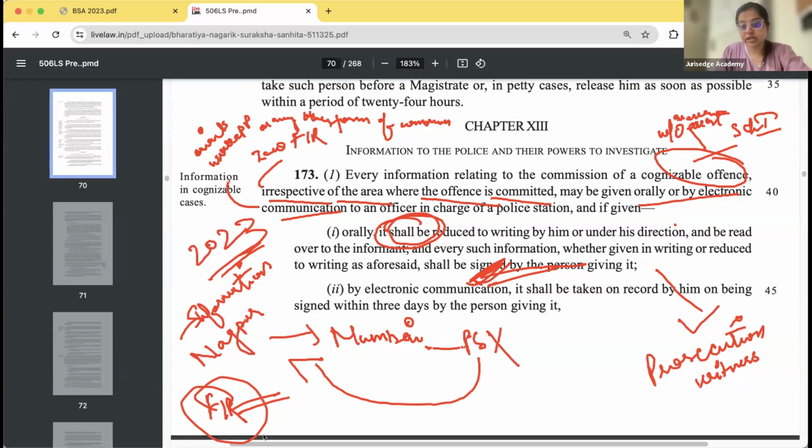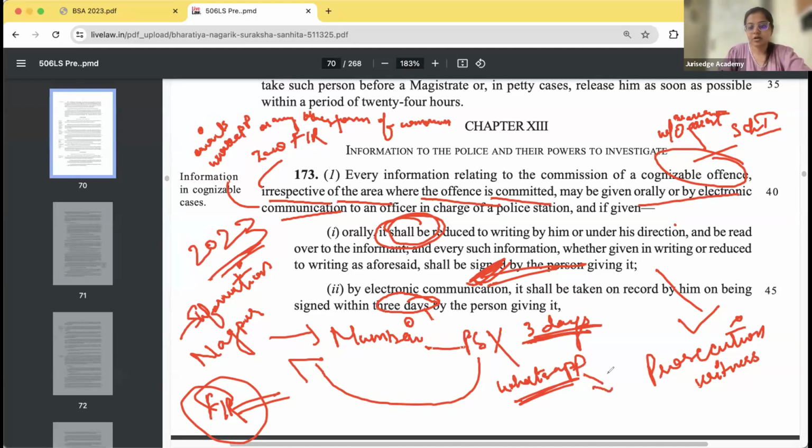By electronic communication, it shall be taken on record by him on being signed within 3 days. Very important. 3 days. This limit is very important. If the information is given through WhatsApp, suppose, there are a lot of public police numbers now available on the internet, like the news flashes that please inform us if you have any problem, inform us if you see any offense being committed.